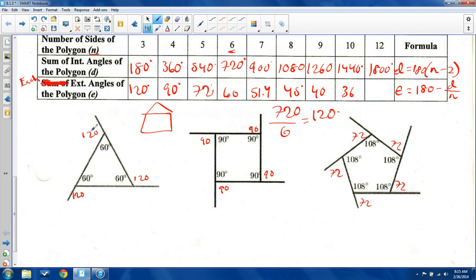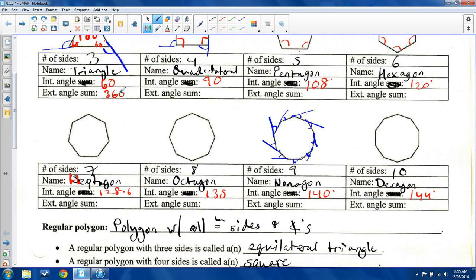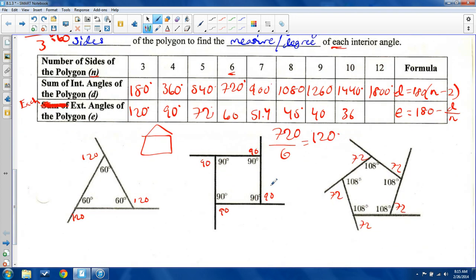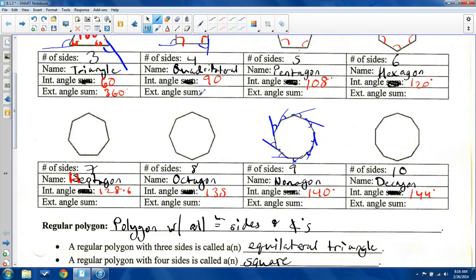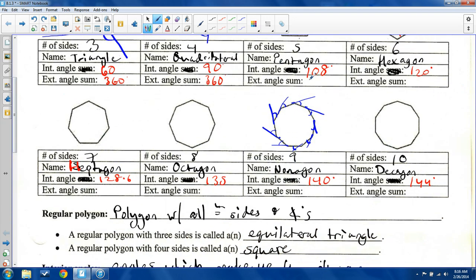If I take all my 120s and add them up, what do I get? 120 plus 120 is 240 plus 120 is 360. So in a triangle, the sum of my exterior angles is 360. In a square, 90 plus 90 is 180, plus 90 is 270, plus 90 is 360. So I get 360. In a pentagon, 72 plus 72 is 144, plus 72 is 216, plus 72 is 288, plus 72 is 360. So I get 360. Hopefully you're noticing a pattern now.